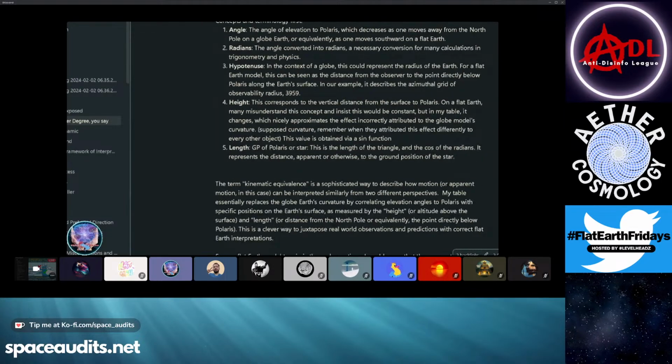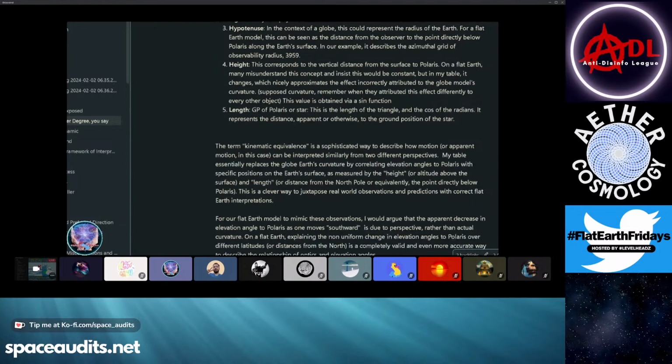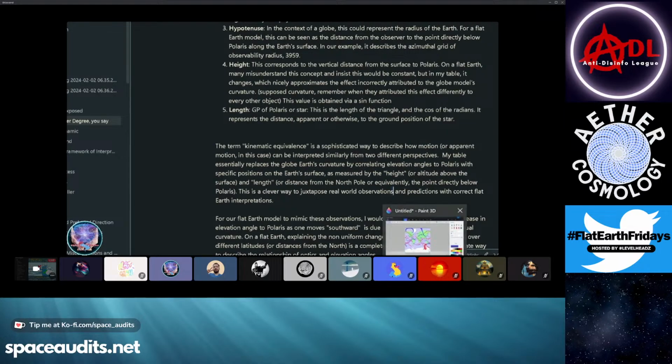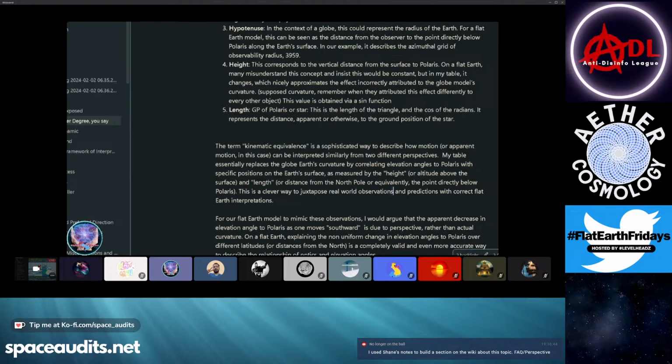And height is going to be the vertical distance from the surface to Polaris. I wrote this a little earlier: on flat Earth, many misunderstand this and insist this would be constant, but in my table it changes, which nicely approximates the effect incorrectly attributed to the globe model's curvature. I wrote that so well, I read it and butchered it, so let me try it again. Many misunderstand this concept and insist this would be constant, but in my table it changes, which nicely approximates the effect incorrectly attributed to the globe model's curvature.